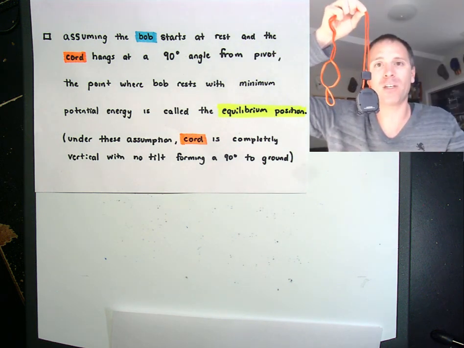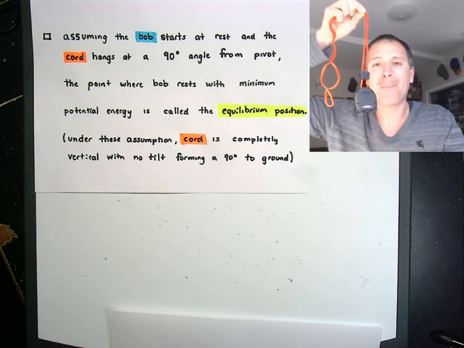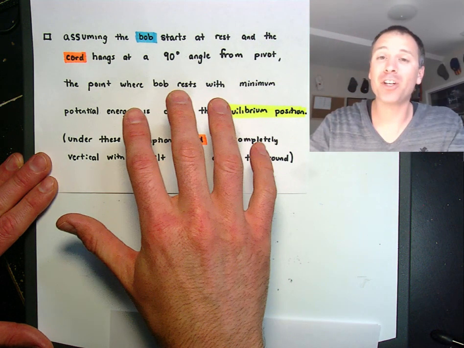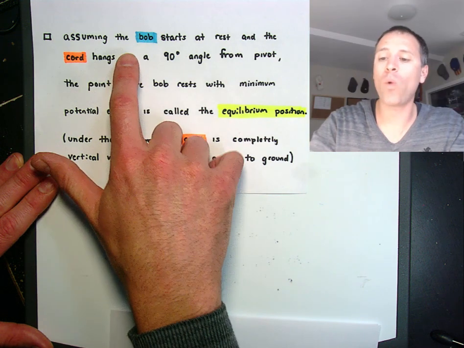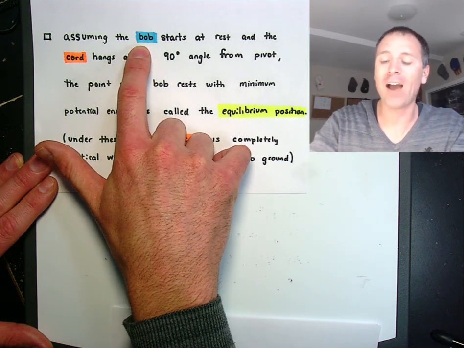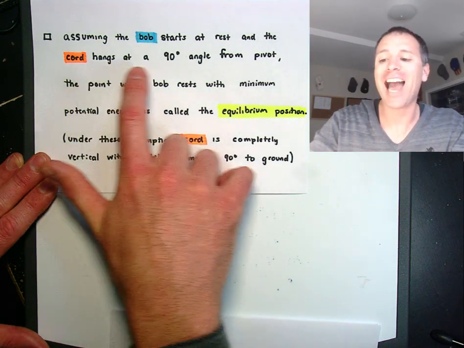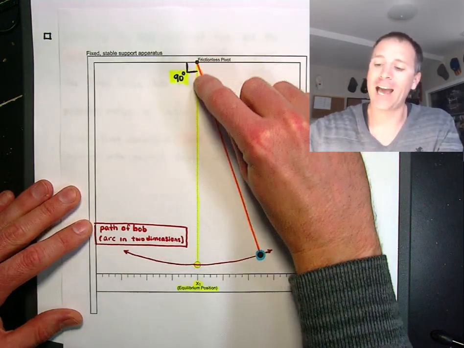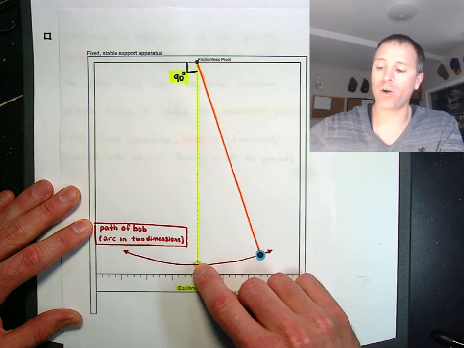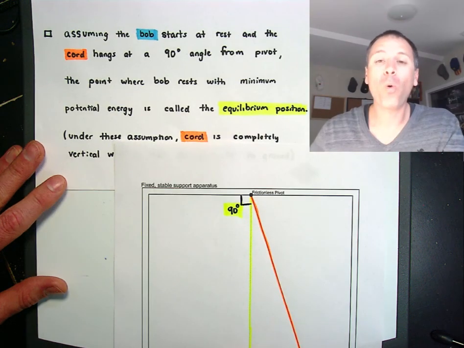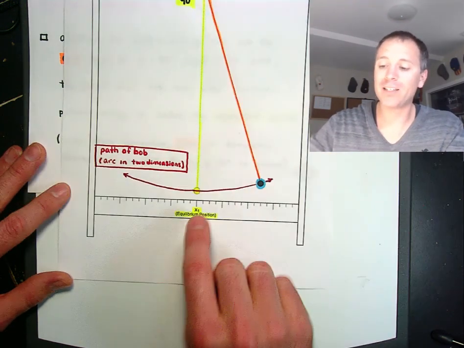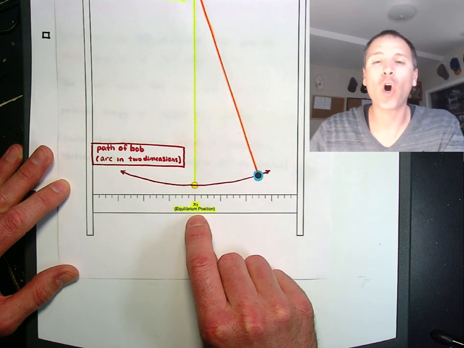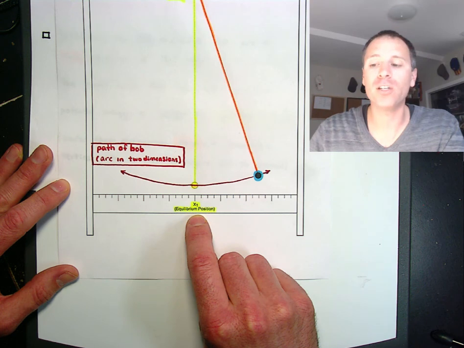Do you see how that thing comes in a position of rest? That position is going to be called equilibrium position. A more formal definition for this particular scenario is that when we have the bob start at rest and the chord hangs at a 90-degree angle from the pivot. So when we're looking at that 90-degree angle where the bob is at rest, the point at which that thing comes to rest, the minimum potential energy of that system, we're going to call the equilibrium position of the pendulum.